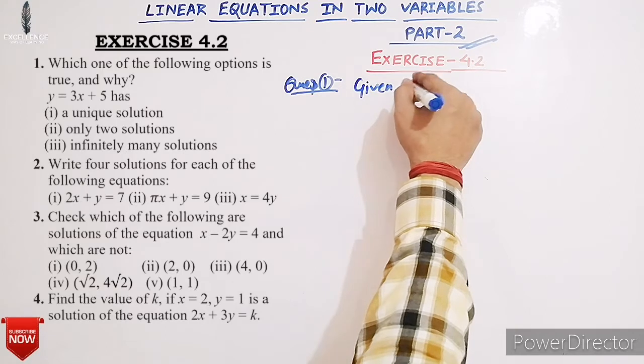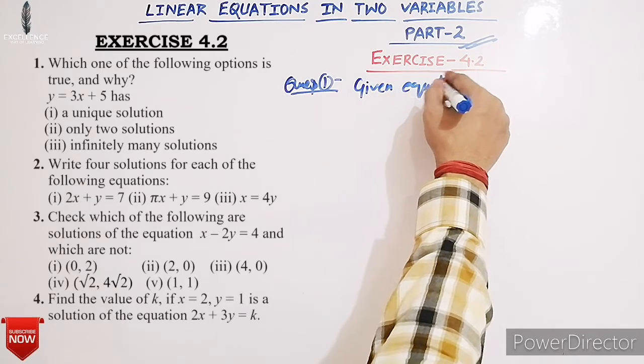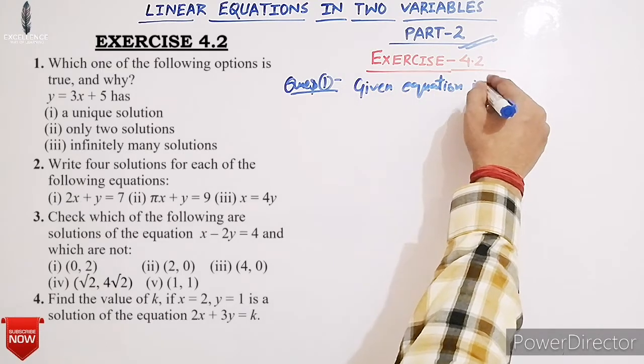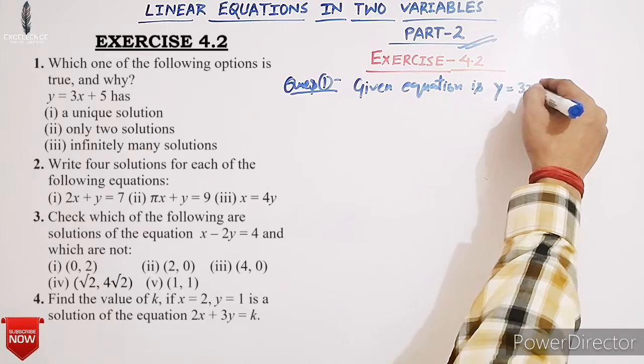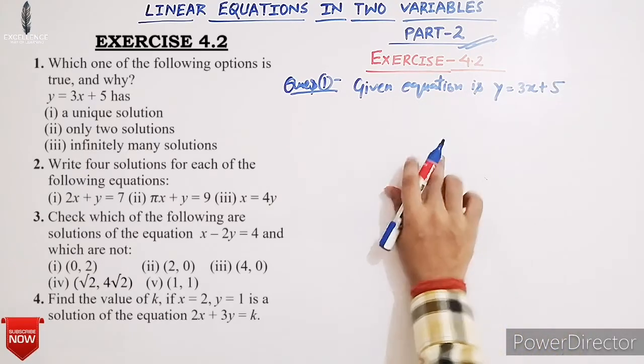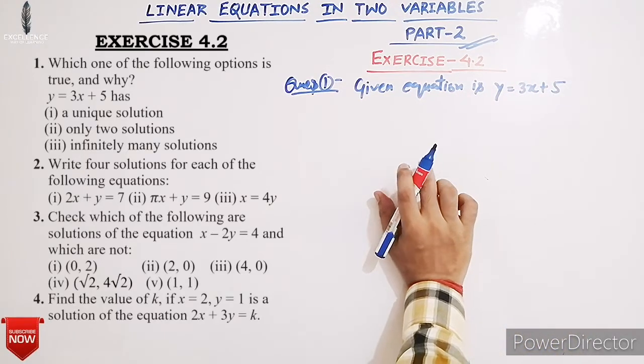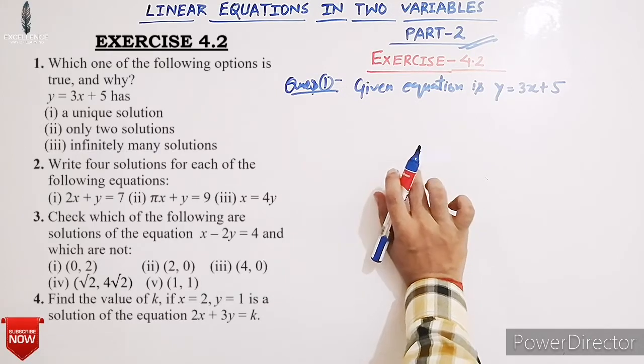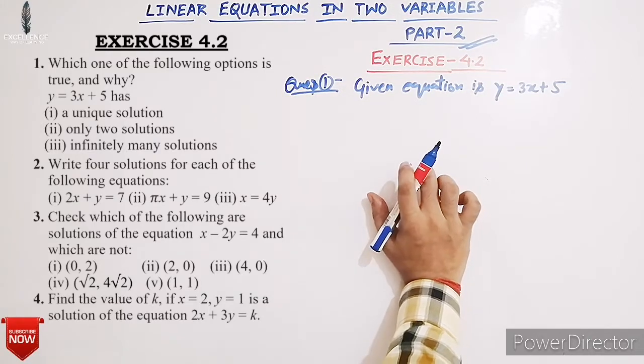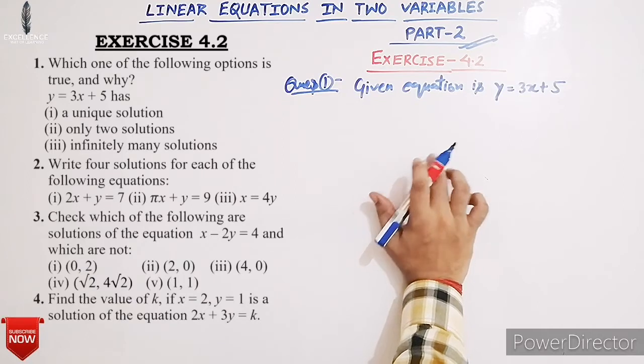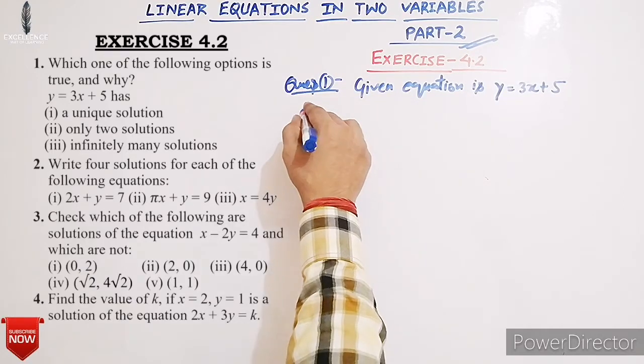So students, in this question, given equation is y is equals to 3x plus 5. Students, keep in mind, a linear equation in two variables has infinitely many solutions. Any linear equation can have infinitely many solutions. So third option is true.